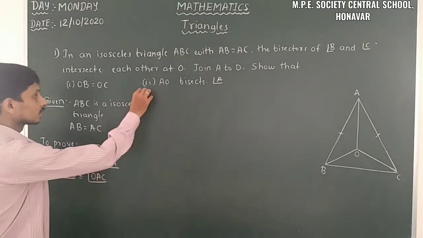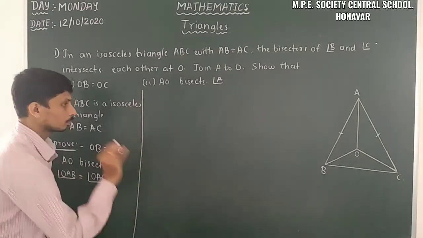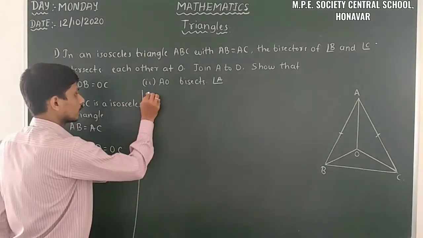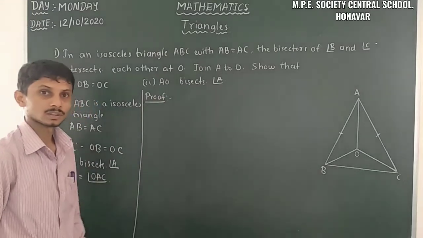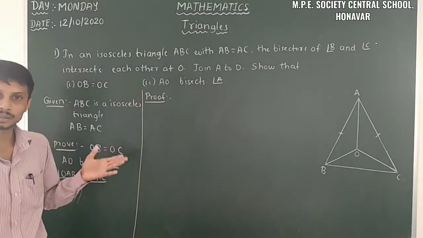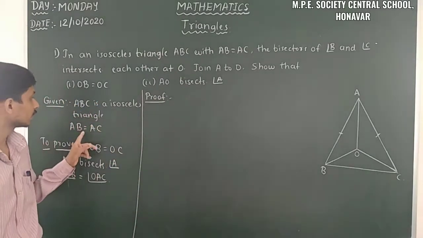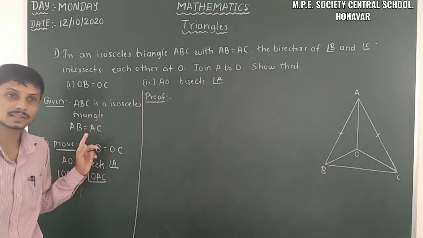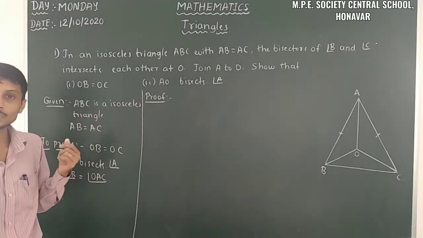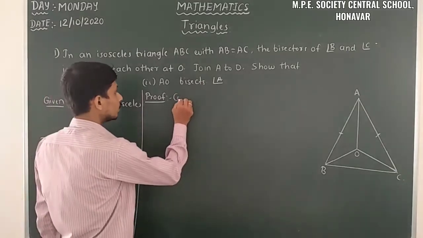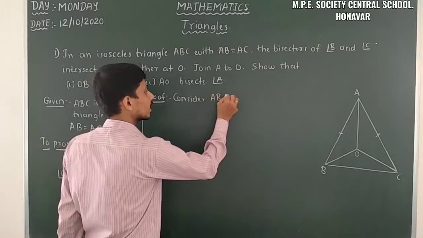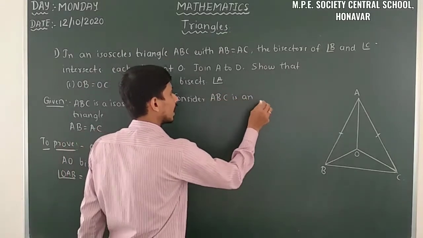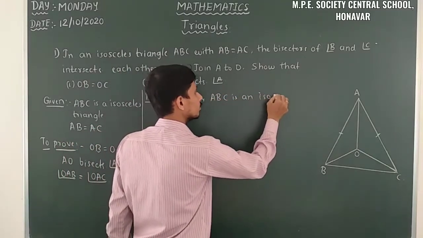So let us take the proof. Here it is proof. Firstly we have to take the first one. Before going to the proof, we know that ABC is an isosceles triangle, AB is equal to AC. So consider ABC is an isosceles triangle.